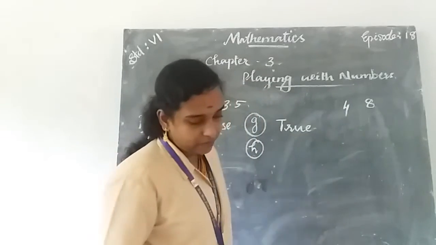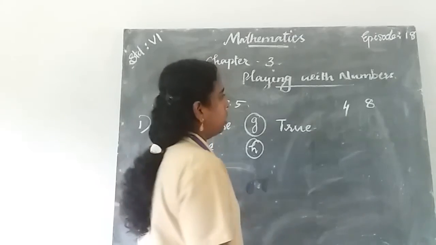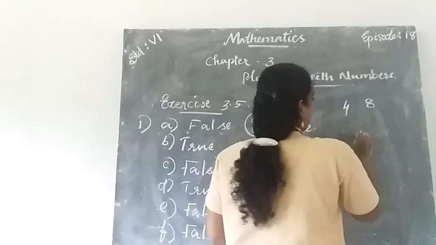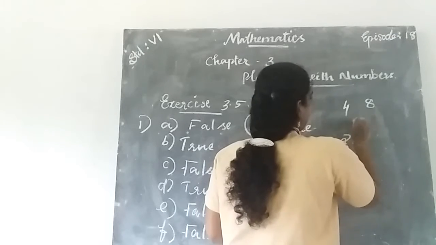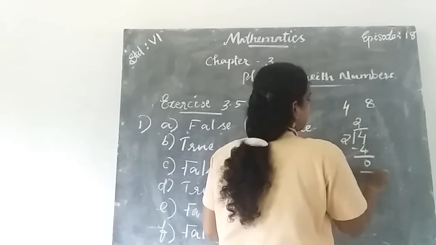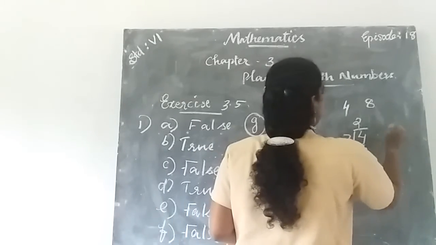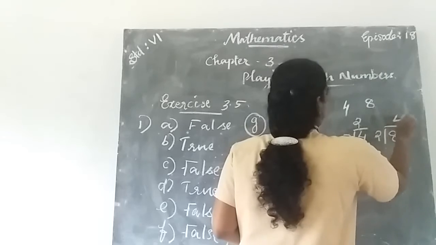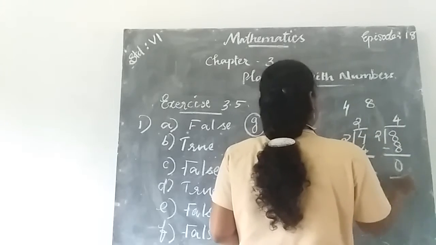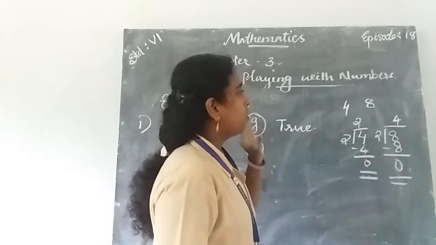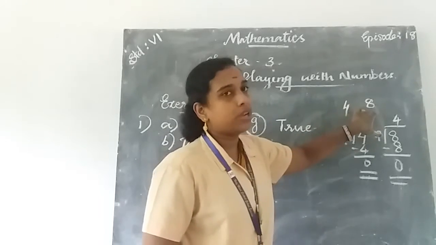For example, we take any two numbers, that is 4 and 8. We divide the two numbers by a number, and the number is 2. 4 divided by 2, we get 2, and the remainder becomes 0. So we can say that 4 is divisible by 2, and the next number is 8. 8 divided by 2, we get 0 remainder. So 4 and 8 are divisible by 2.